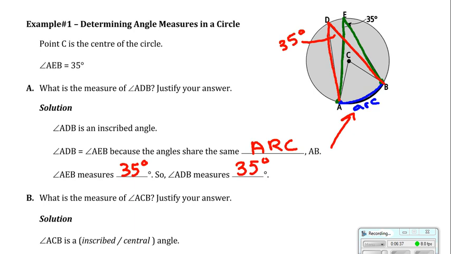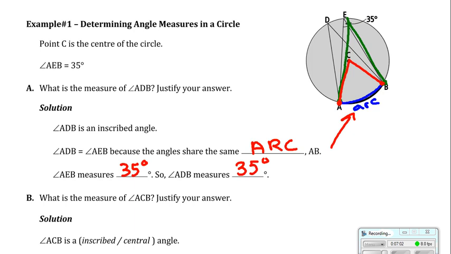Okay, the next thing we have to find, so I'm going to do a little bit of erasing here so we can see this a little bit better, is we're still going to use that arc, and we're still going to use this inscribed angle. That's 35 degrees. But now I hope you notice that we have a central angle, ACB, that has the same arc.